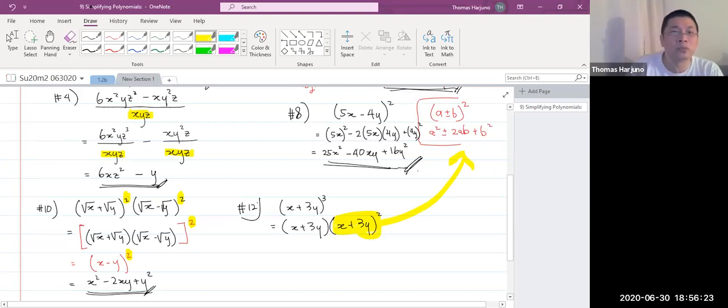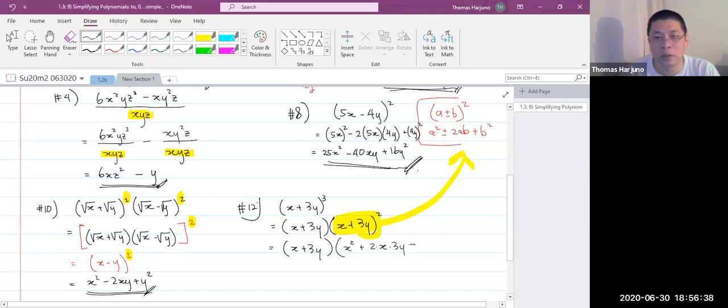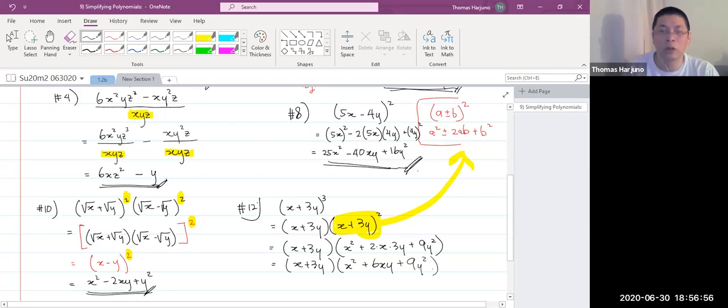Right? So this will be x plus 3y times x squared plus 2 times x times 3y plus 3y squared. That's 9y squared. Go a bit further, this is x plus 3y times x squared plus 6xy plus 9y squared. But we are not done yet.